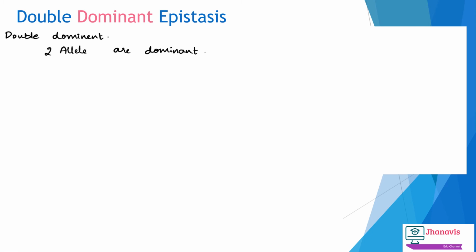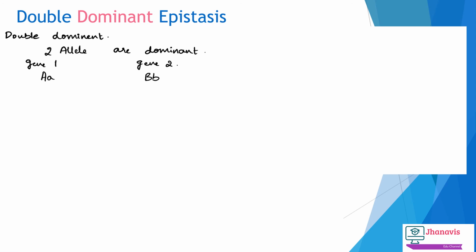Let's learn about double dominant epistasis. In double dominant epistasis, two genes are present, that is nothing but gene 1 and gene 2. The allelic forms will be capital A, small a, and for gene 2, capital B and small b. In double dominant epistasis, both show their expression, but they will not differentiate it as blue or yellow.